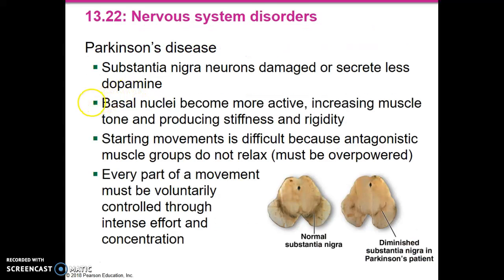Parkinson's disease: the substantia nigra neurons are damaged or secrete less dopamine, and dopamine inhibits shaking motions. The basal nuclei become more active, increasing muscle tone and producing stiffness. Starting movements are difficult because antagonistic muscle groups do not relax. And so every part of every movement is voluntarily controlled through concentration.